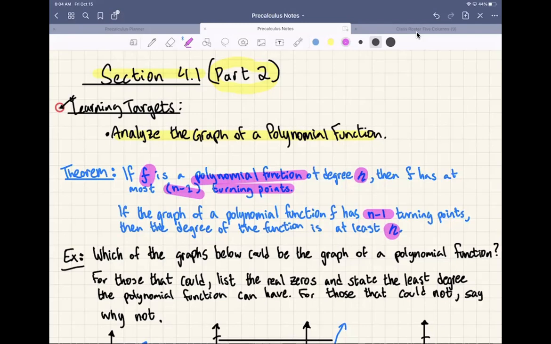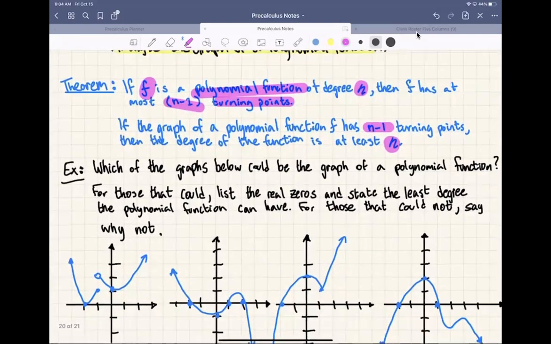Here's an example: which of the graphs below could be the graph of a polynomial function? For those that could, state the real zeros and the least degree the polynomial function can have. For those that could not, say why not. So let's look at these graphs here.